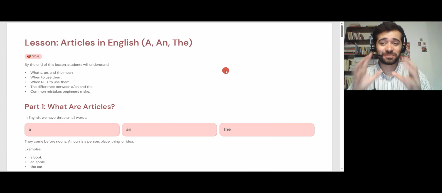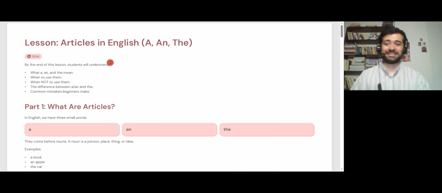Okay, guys, as you may know, today's lesson is about articles. These small words, a, an, and the, are called articles. But what's the difference when we use each one? By the end of this lesson, you will understand what they mean, when to use them, when not to use them, the differences among them, and common mistakes mostly beginners make.